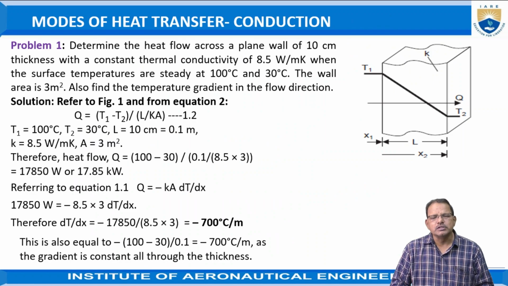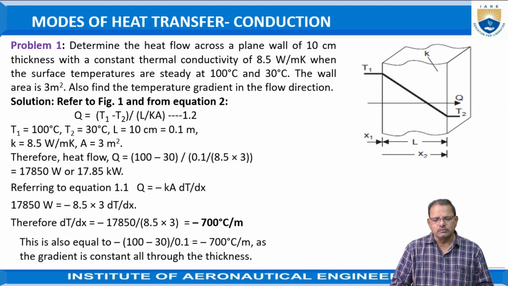Okay, one problem related to this equation now. Determine the heat flow across a wall of 10 centimeters thickness with a constant thermal conductivity of 8.5 watts per meter per degree Kelvin, when the surface temperatures are maintained at 100 degrees centigrade and 30 degrees centigrade. The wall area is 3 meter square. Also find the temperature gradient in the flow direction.